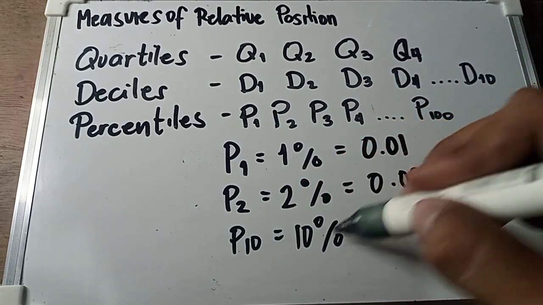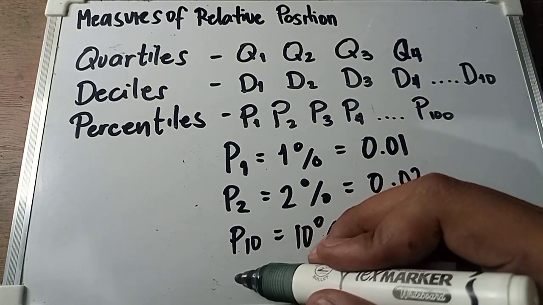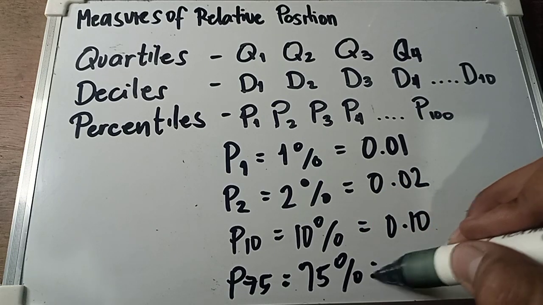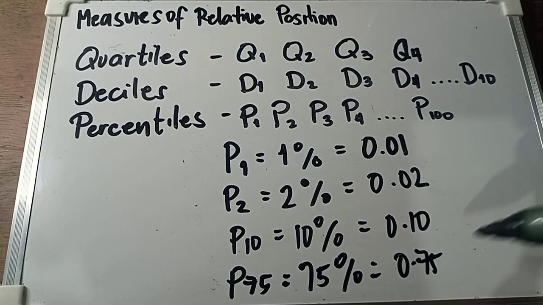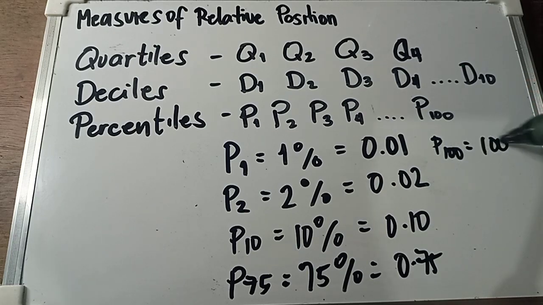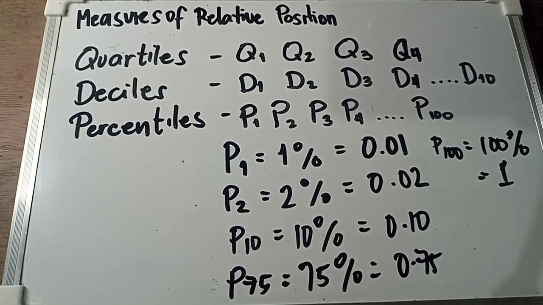Pag P10, 10%, so equals to 0.10. Pag P75, 75%, so that is 0.75. Pag P100, so that is 100%, equals to 1. Okay, so yun po yung division ng quartiles, decile, and percentile. So, let's move on kung meron naman tayong group data.